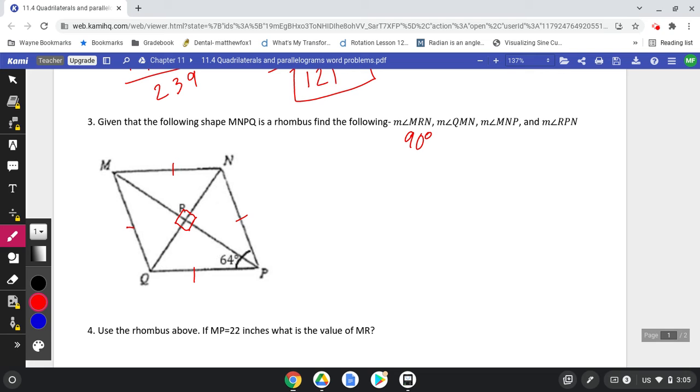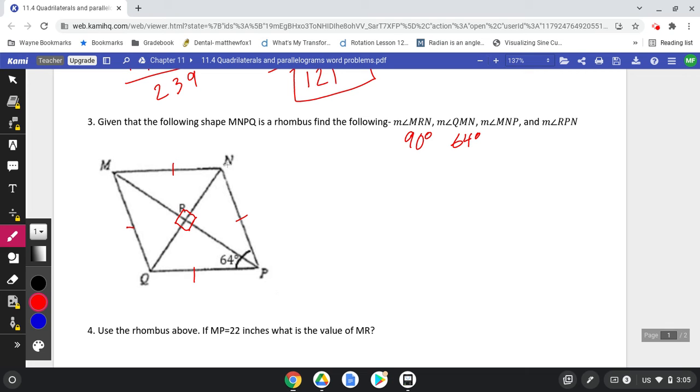Okay, QMN. Q starts here, goes to here, MN. QMN, remember it's a parallelogram, so opposite angles are congruent. So this angle is 64. So QMN will be 64. Now the next one, the measure of angle MNP. MNP, that's over here.